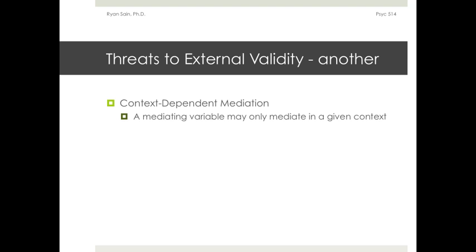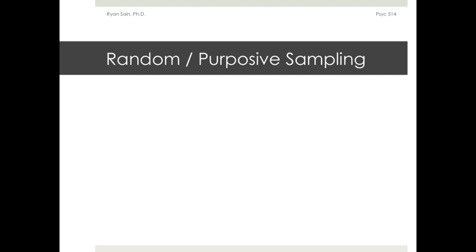Context-dependent mediation. Is there a mediating variable that only mediates in a given context? I'm trying to think of my example for this, but think about social skills. Social skills may be really useful in some contexts, but maybe not so useful in others. So it may be a mediating variable for something, but those social skills are only going to be valuable in one particular setting, usually a setting where you're being social. So they mediate the effect of an independent variable, but only in one context and not in another.